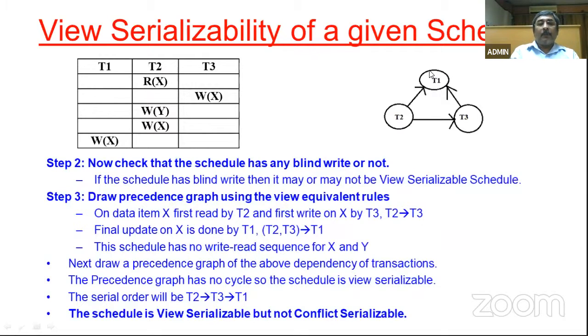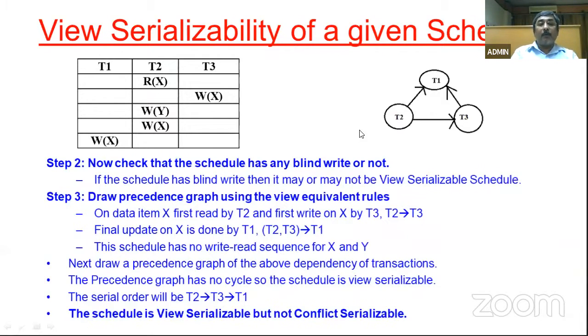Now, so what we have here is this kind of a graph. Does it have a cycle? This is a directed graph. It doesn't have a cycle. Since it doesn't have a cycle, I can say that this is view serializable. This is view serializable, but the same schedule was not conflict serializable.